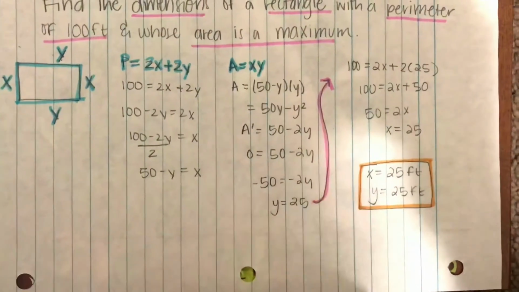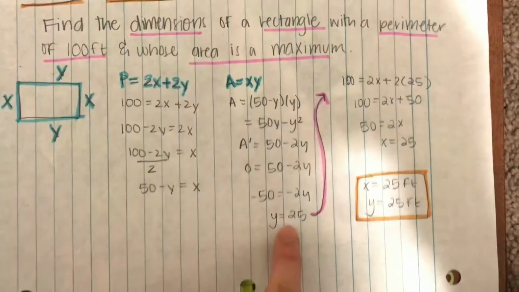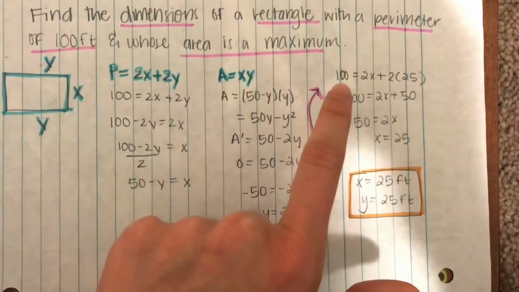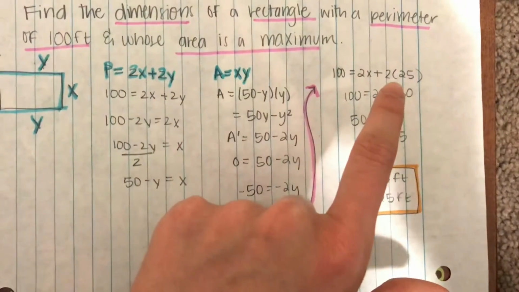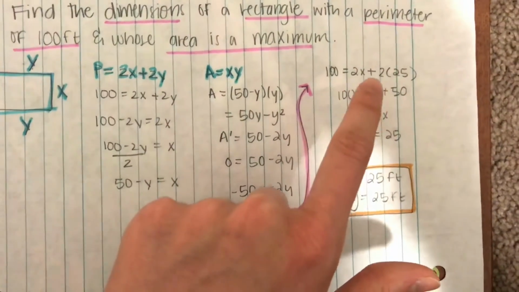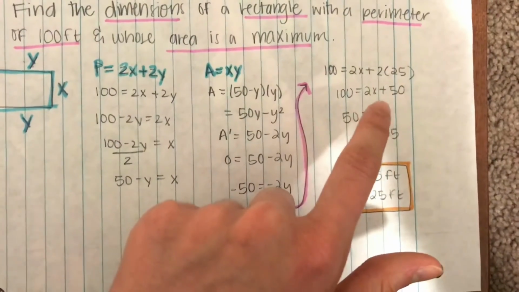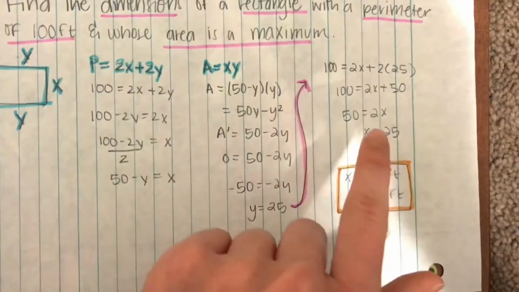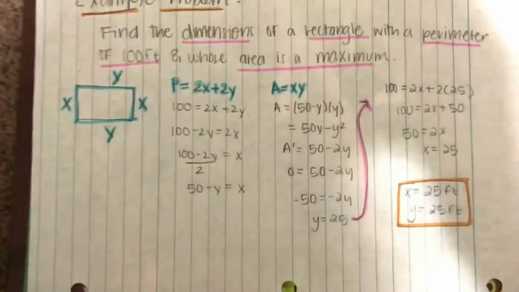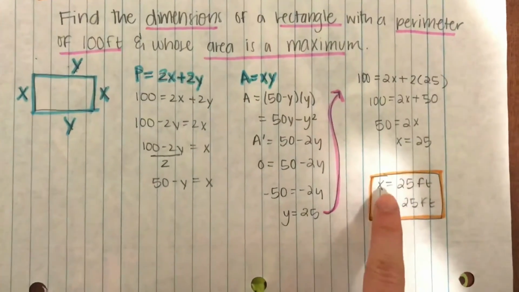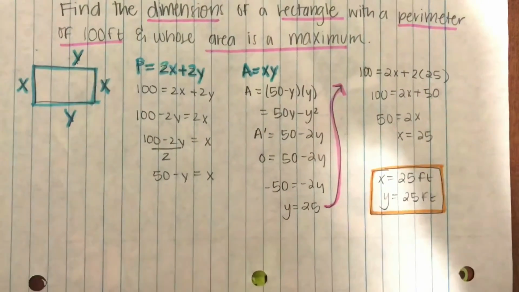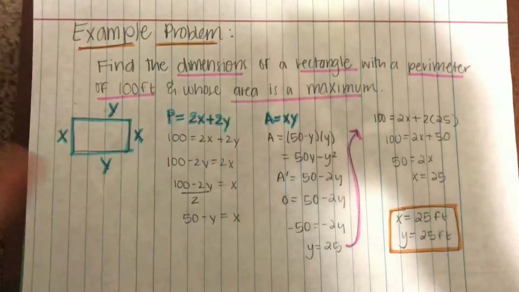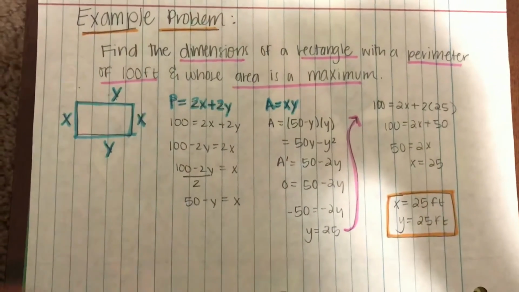But I'm not done. They also want me to find the dimensions. I only have one dimension. Now I need to solve for the x dimension. So going back to the perimeter equation, I'm going to plug in the y value that we found, which was 25. So 100 equals 2x plus 2 times 25, or 100 equals 2x plus 50. I'm going to subtract 50 from both sides, so I get 50 equals 2x, or x equals 25. So the dimensions are x equals 25 feet and y equals 25 feet. And we have solved this optimization problem, and we have debunked this often complex concept of calculus.